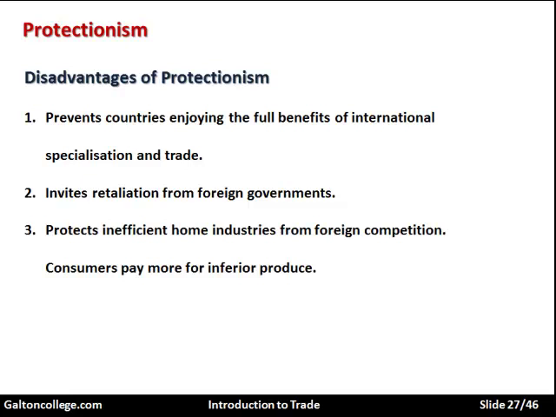Protectionism also protects inefficient home industries from foreign competition, and customers pay more for inferior products. So inefficient producers may try to persuade the government to block certain imports so as to protect their businesses. What they're really doing is protecting inefficient businesses, businesses that are not capable of becoming efficient, perhaps because of bad management, poor location, poor history of investment, for various reasons. So for that reason alone, protectionism is bad.